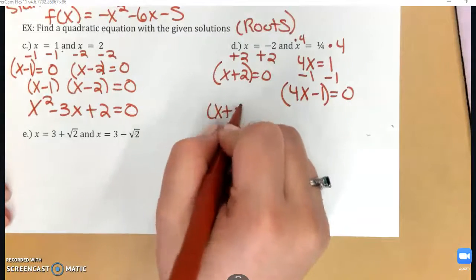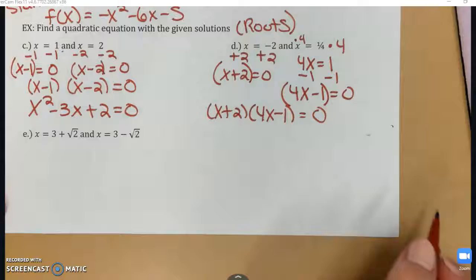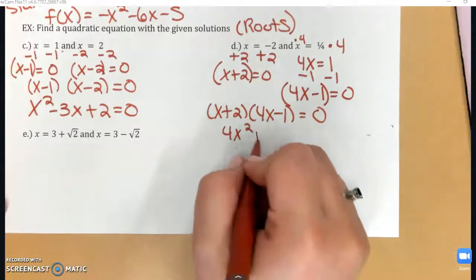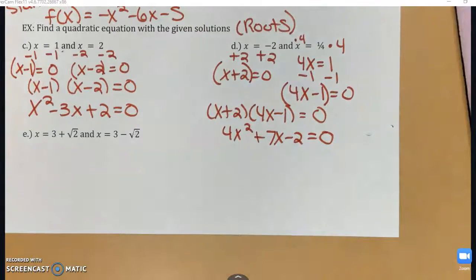So x plus 2 times 4x minus 1 equals 0, and now my final step is going to be to FOIL. And there is my original quadratic.